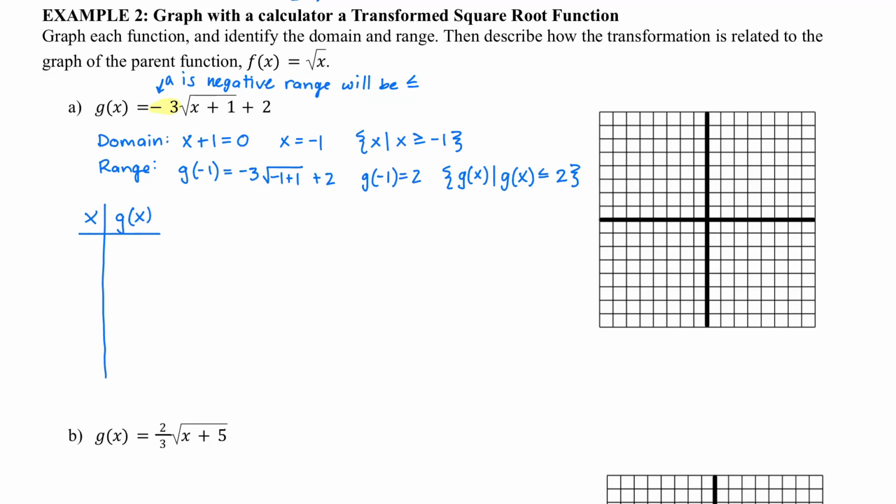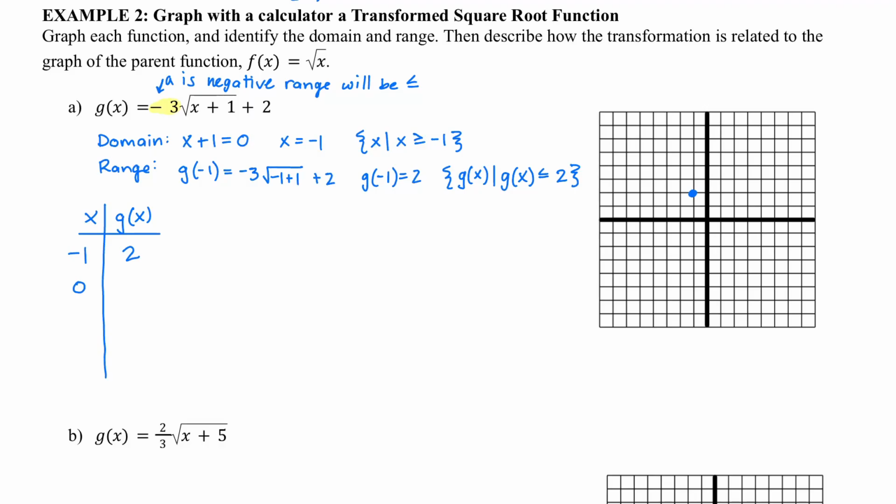So we already know that when x is negative 1, g of x is 2. So that's one point that we can graph. And if we're plugging in values for x, we want to pick values that make our life easy. So if we're taking the square root of x plus 1, we want to put in values for x that are going to give us a perfect square so that we can multiply and add whole numbers. So I'm going to plug in 0 because 0 plus 1 is 1 and 1 is a perfect square.